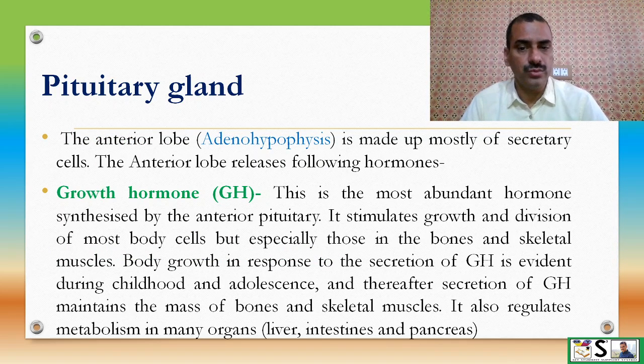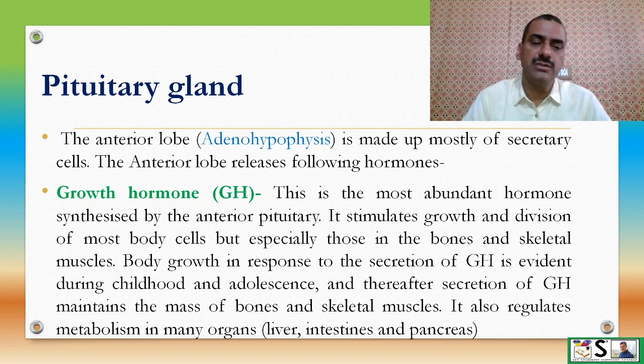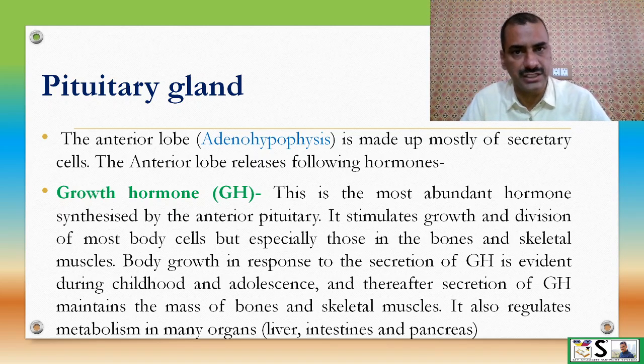The anterior lobe is known as adenohypophysis, which is made up mostly by secretory cells. The anterior lobe releases the following hormones. Number 1, growth hormone. This is the most abundant hormone synthesized by the anterior pituitary. It stimulates growth and division of most body cells, but especially those in the bones and skeletal muscles.